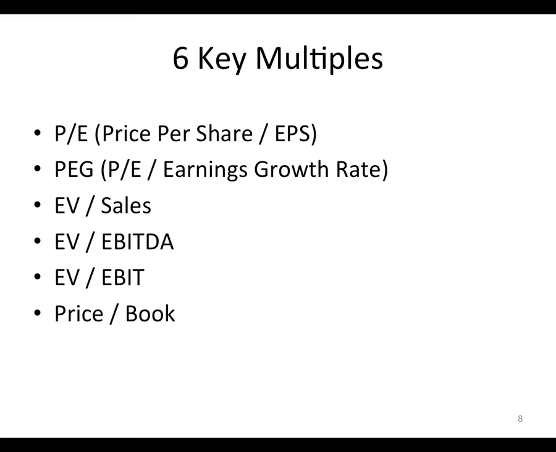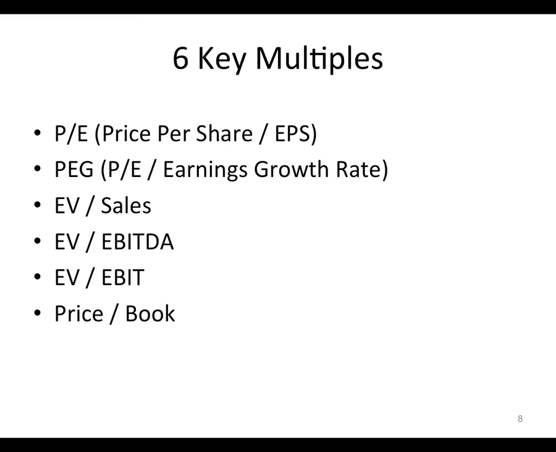The next 3 ratios are the enterprise value ratios. The enterprise value ratios are less susceptible to distortion than the PE ratio. The first one is enterprise value to sales. How much am I willing to pay for $1 of sales? What you're going to find out today is that it is a proxy for a company's margin. Higher margin, higher enterprise value to sales. Lower margin, lower enterprise value to sales.